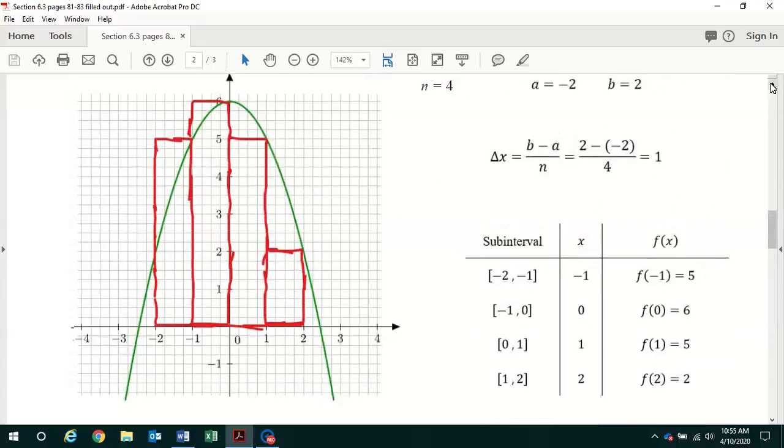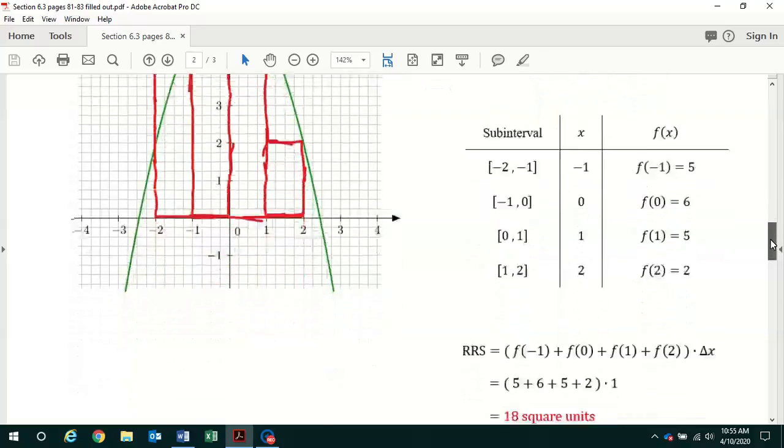Now you notice we can't say whether we underestimated or overestimated the area under the curve and above the x-axis from x equals -2 to 2, because some of the rectangles contain the graph of the function and some of the rectangles do not. But we do know that if we use more rectangles, 8 instead of 4, and cut the width in half to 1/2, we would get a better estimate for the area under the curve.